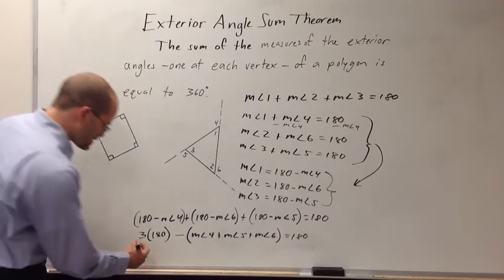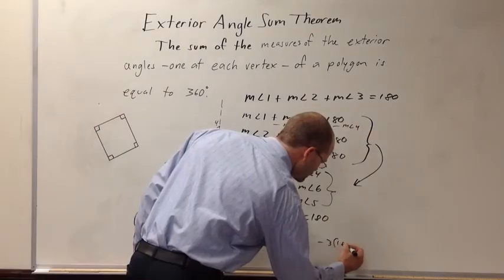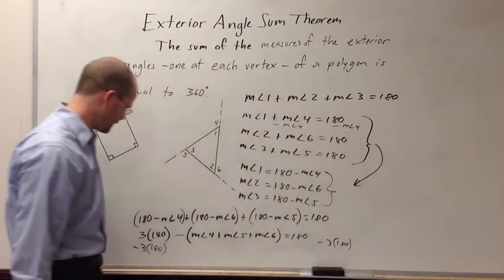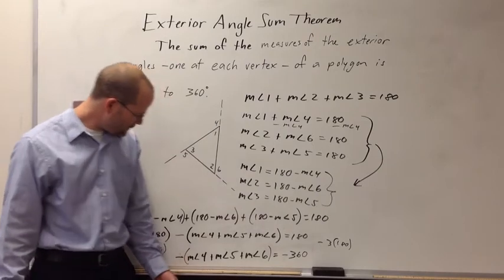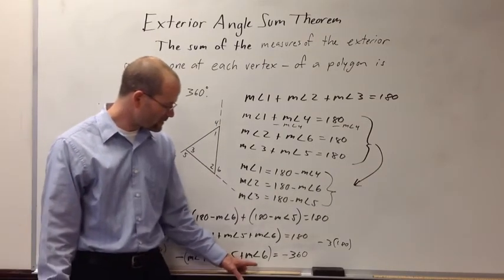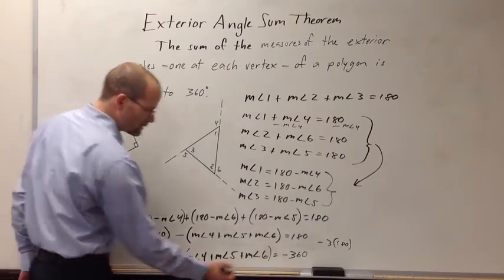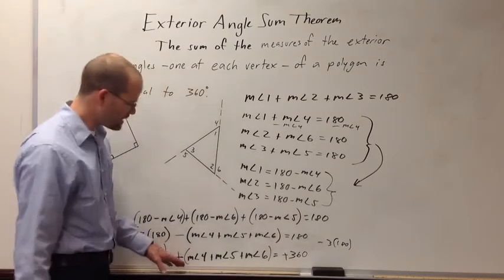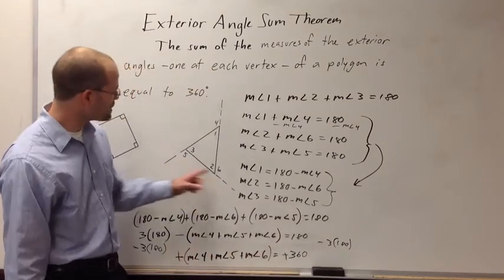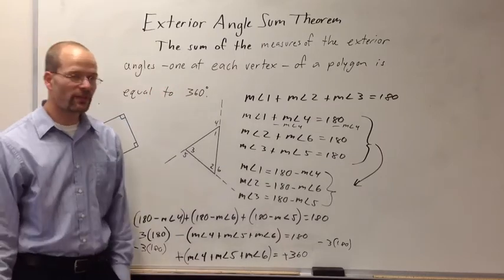Okay, the next thing we need to do is subtract 3 times 180 from each side. We now have, on the left side, negative measure of angle 4 plus measure of angle 5 plus measure of angle 6 equals negative 360. Multiply both sides by negative 1. And we end up with the sum of the exterior angles, 1 at each vertex, 4, 5, and 6, is equal to 360 degrees. There's the proof of the theorem.